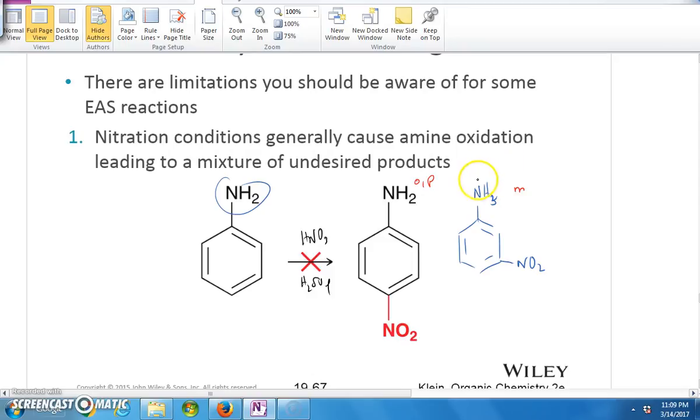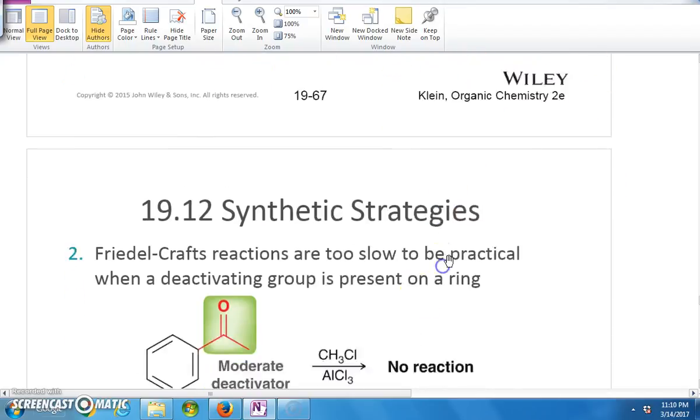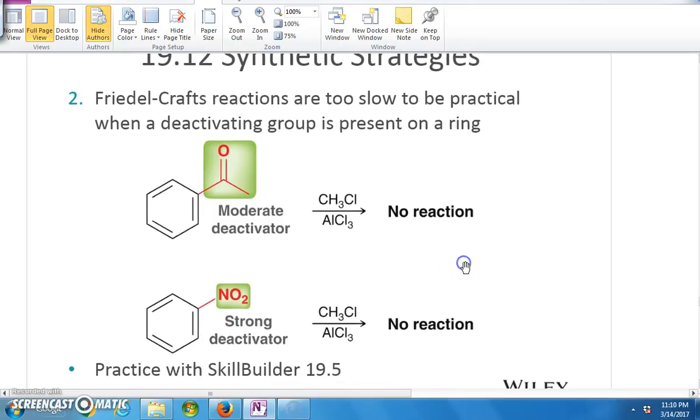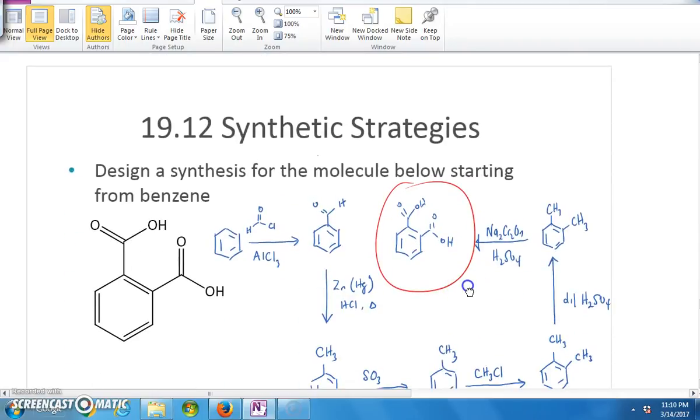We said that atoms that bear fully developed positive charges, the atom directly connected to the benzene ring, are mostly meta directors. The other downside you have to be aware of is the fact that Friedel-Crafts reactions are too slow to be practical when a deactivating group is present on the ring. So if you have a deactivating group on the ring, the reaction will not occur. Even if you have a moderate or a strong deactivator, the reaction will not occur.